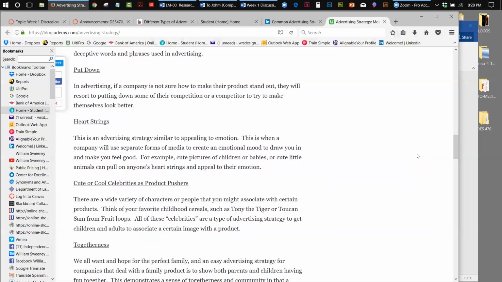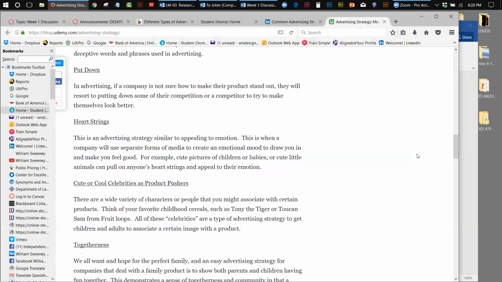They'll basically work around it and create just enough of a mental association to make you understand who they're talking about. The next one is probably a very good one, heartstrings. It's an advertising strategy similar to appeal to emotion. Now, when a company uses separate forms of media to create an emotional mood to draw you in and make you feel good.